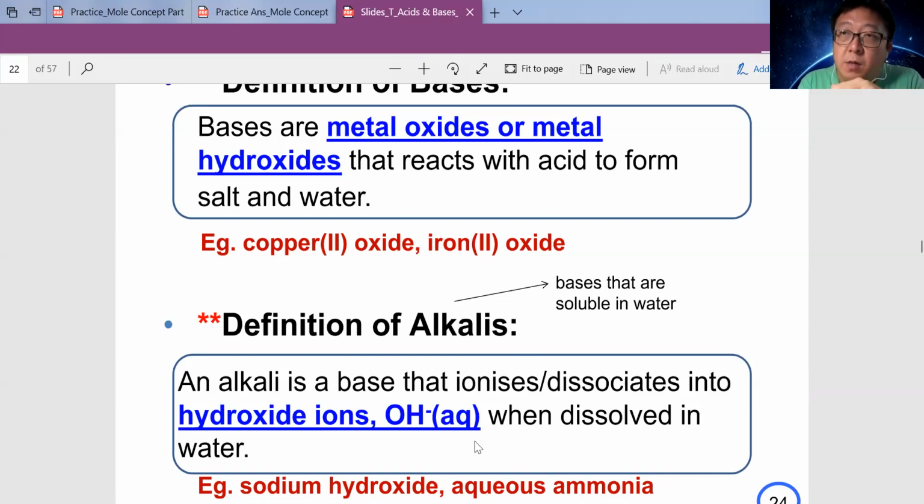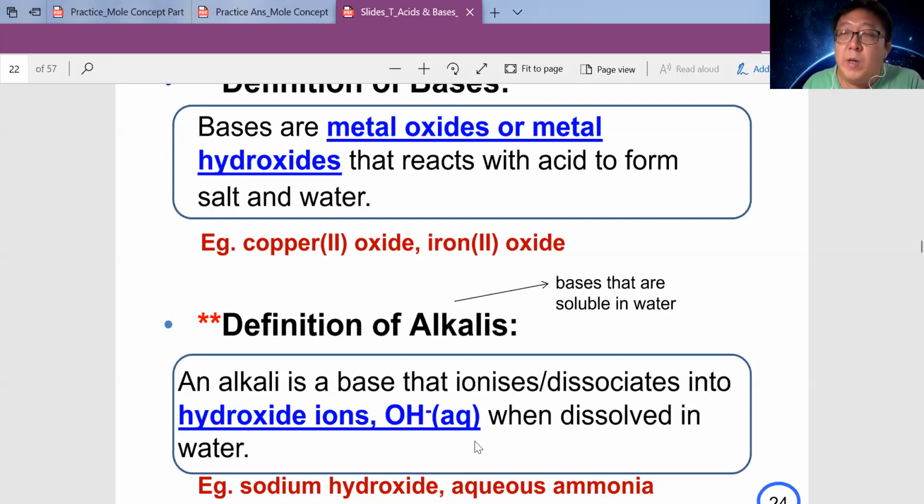Is it a bit confusing? No? Similarly, I tell you, Superman is a man, but not all men are Superman. You understand that, right? Because Superman can fly, the rest of us cannot fly. So we are normal men. The one who can fly is Superman. Just remember this idea, then you translate back to bases and alkalis.